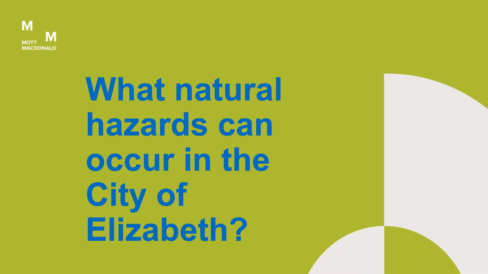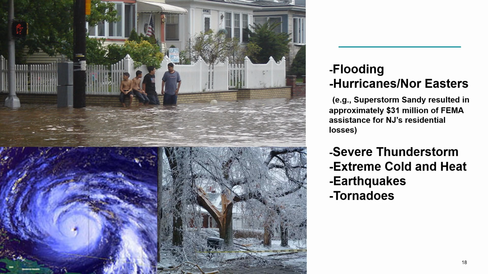What natural hazards can occur in the city of Elizabeth? The most common natural hazards in Elizabeth are flooding, hurricanes, and nor'easters. But severe thunderstorms, extreme cold and heat, earthquakes, and tornadoes can also be severe natural hazards. Let's talk about earthquakes and tornadoes.